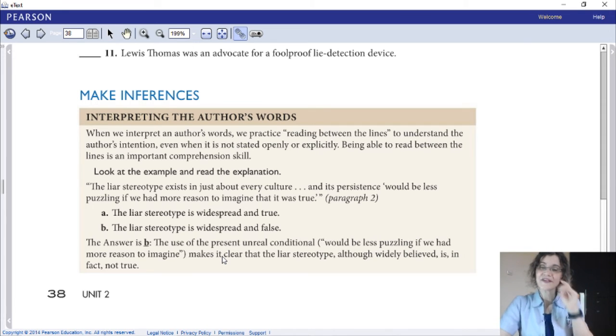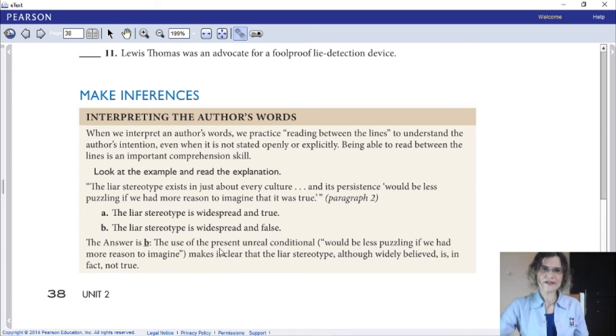The way something is said can give a certain emotion. So what you want to grasp when you're reading between the lines is not only the practical or the technical words and terms that you hear, but you really also want to know in between the lines the underlying meaning of what the author is saying. You do that to understand the author's intention of why he's writing it, even when it's not stated openly or explicitly. Being able to read between the lines is an important comprehension skill.